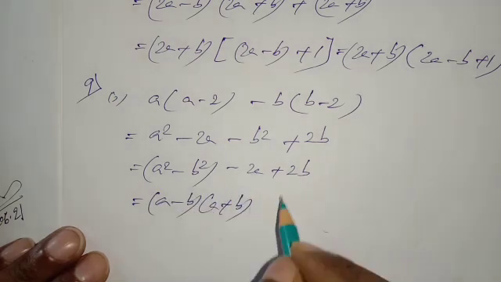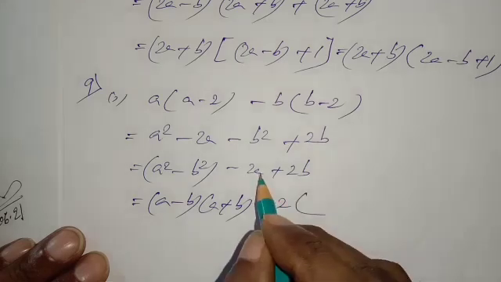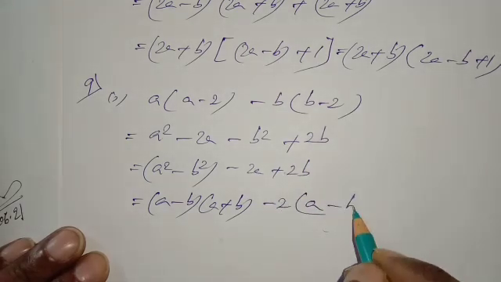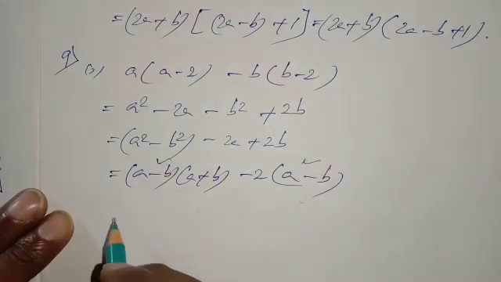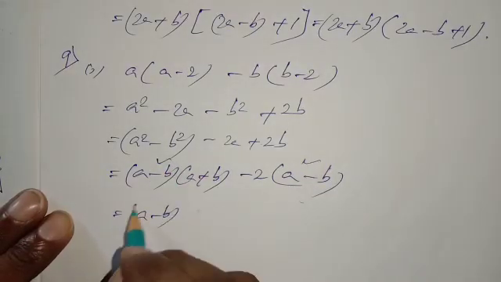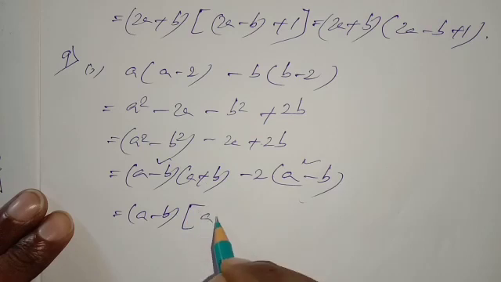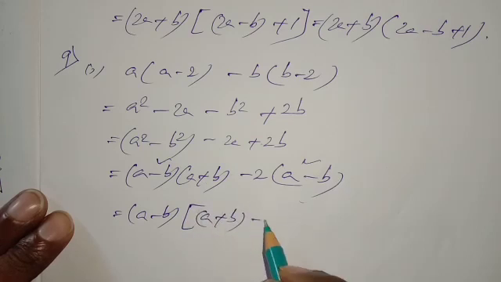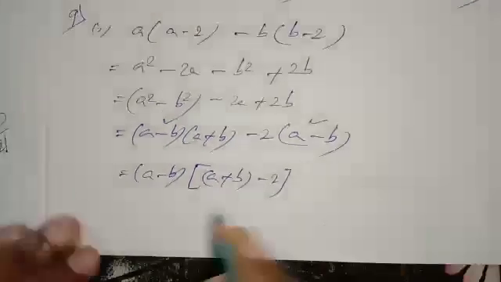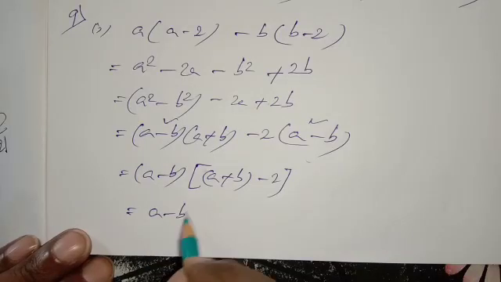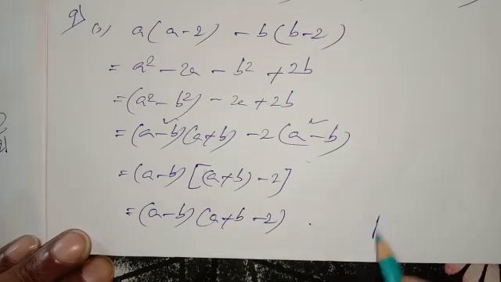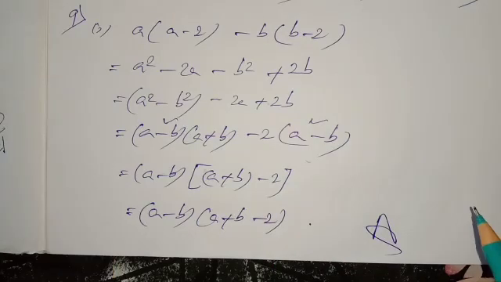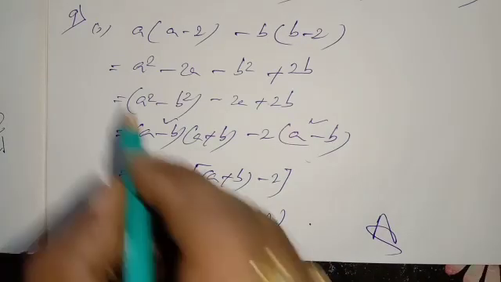From the last two you have to take minus 2 common. What is left? a left, and this will be minus b left. Now from here you can take a minus b common. Take it outside, a minus b. After that, what is left here? a plus b and minus 2. Just write in proper manner: a minus b whole into a plus b minus 2. This is the answer of number 9 first part. Let us go to 9 second part.